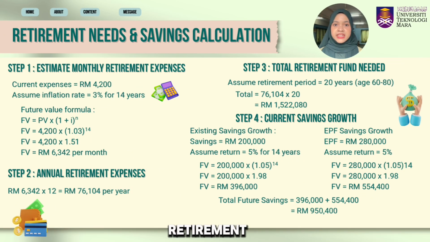Next, I will explain retirement needs and savings calculation. In step 1, we estimate current monthly expenses at 4,200.